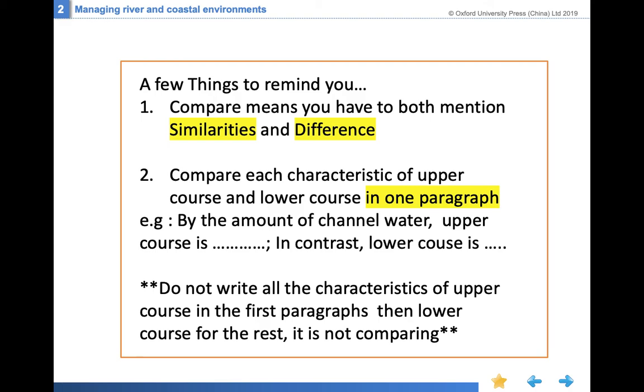And when you are comparing the similarities and the differences, remember you need to compare each characteristic of the upper course and lower course in one paragraph. For example, when you are mentioning the amount of channel water, you need to say, in the upper course the channel water is blah blah blah, in the lower course the channel water is blah blah blah. So do not write all the characteristics of the upper course first and then followed by the lower course.